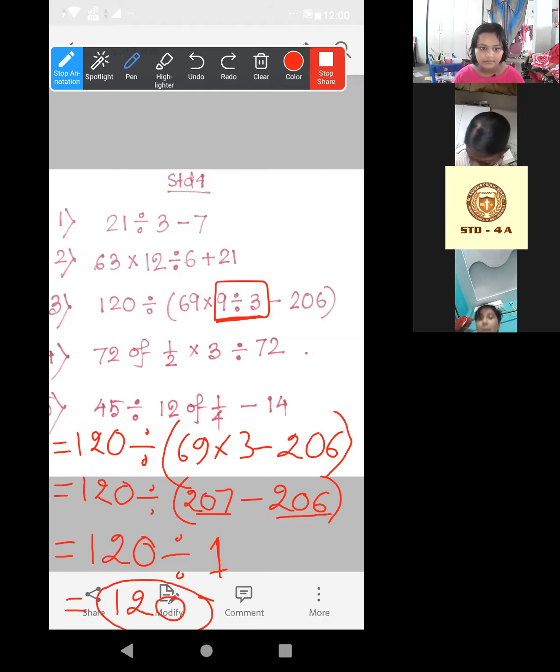Got it? Nusaiba, okay, ma'am. Now understood? And, ma'am, this question will come, but those two fraction questions, 4 and 5, may not come in exam. No, may not come.